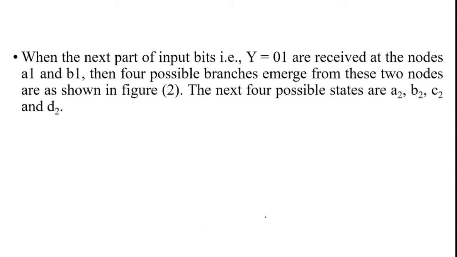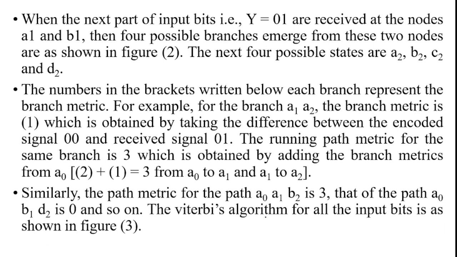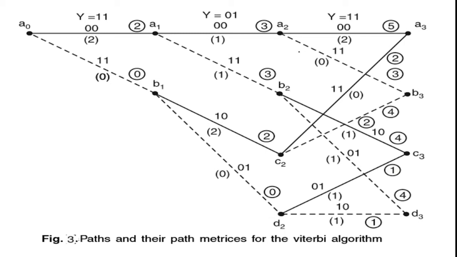And the next step is the third step in the Viterbi algorithm. In the same process, now what is the received signal? The given input signal is 1 0 0 1 1 1 is the received signal. The next received signal is 1 1. Now here what are the states? A2, B2, C2, D2. So each of these states is divided into two possible next states. 4 into 2, totally 8 possible next states.